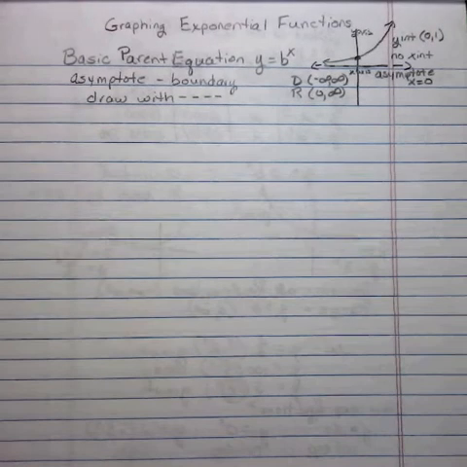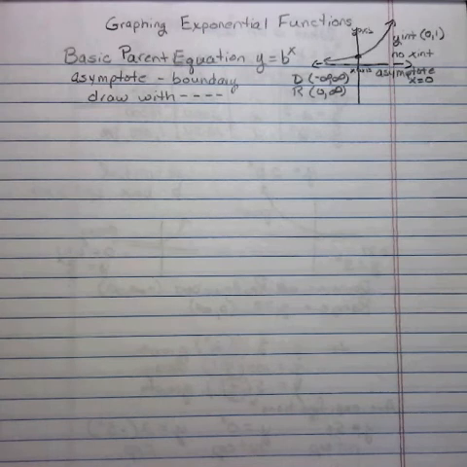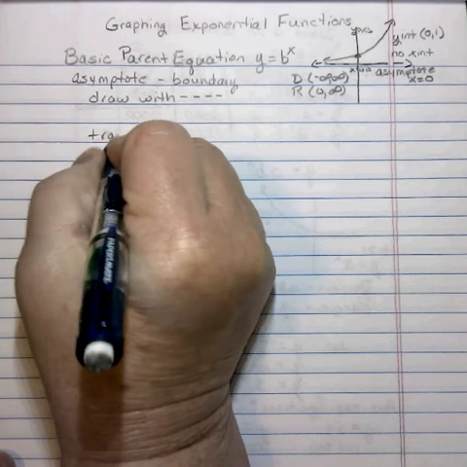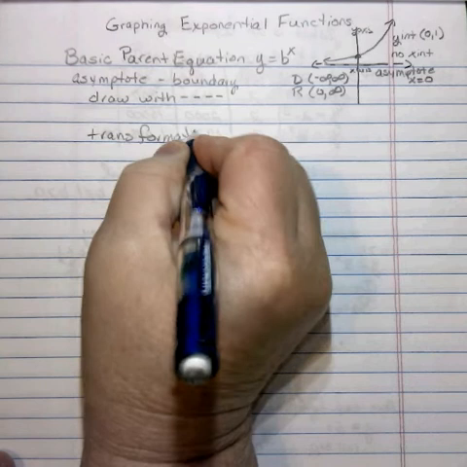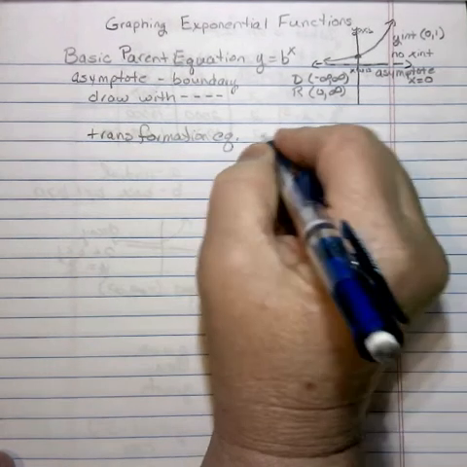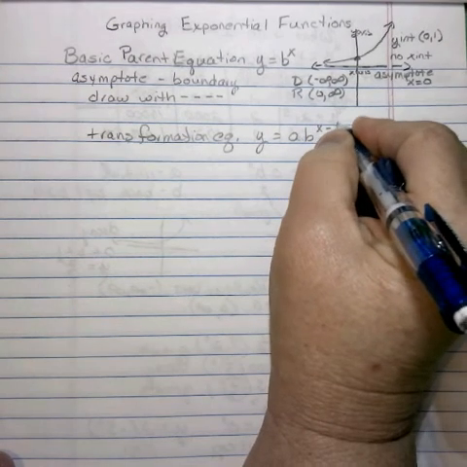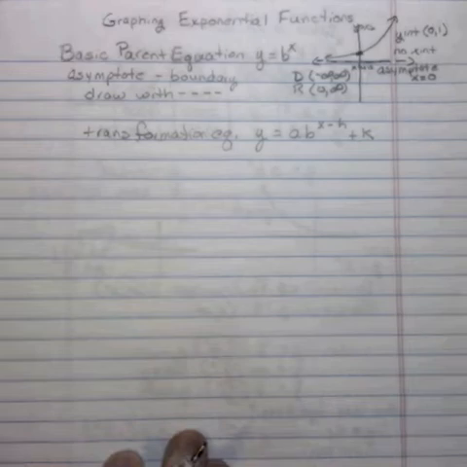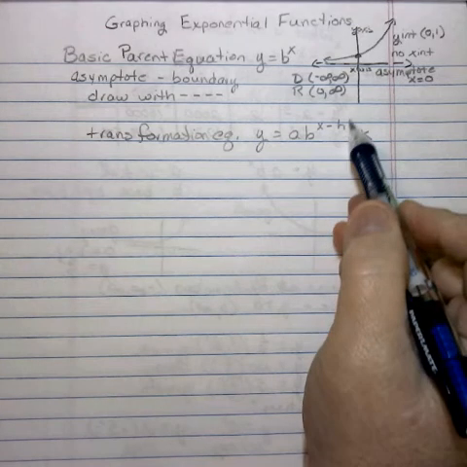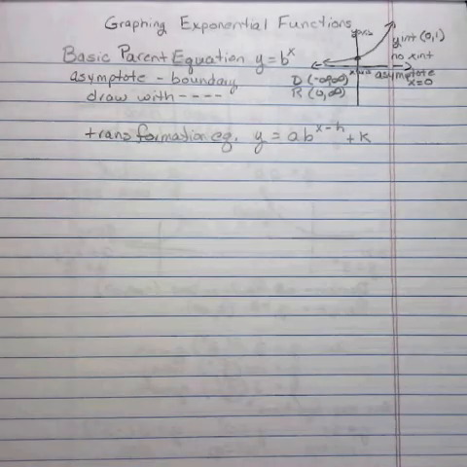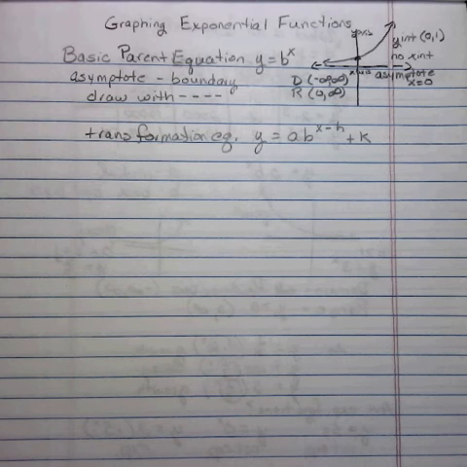Now, of course, when we get into the transformations, we'll look at some differences that can occur with that exponential graph. So let's look at the transformation equation. So we have y equals a times b to the x minus h, plus k. Just like with other equations, we have values that can go in this location, the value for k, the value for a, and all of these values will have specific meanings.